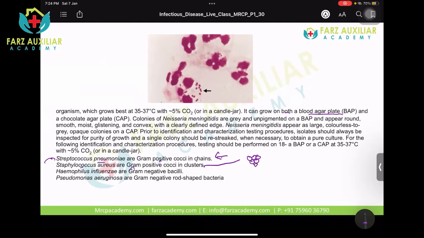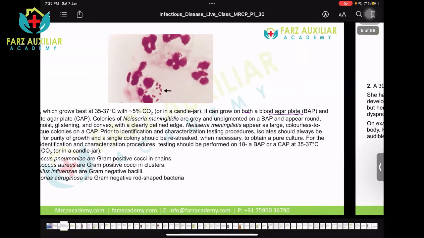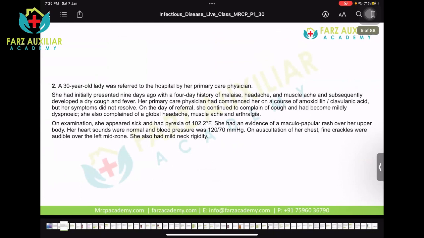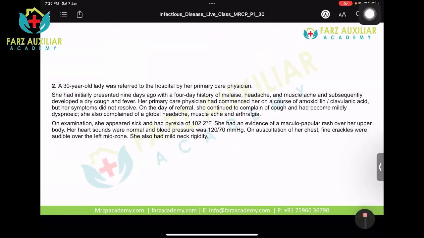Haemophilus influenzae are gram-negative, but they are bacilli. Pseudomonas aeruginosa, its name itself is very clear. Yeah, they are rods, but they can look like cocci also. They don't have a fixed shape. Pseudo means false shape, so whatever you see may not be correct. All right, so question number 2 for tonight.